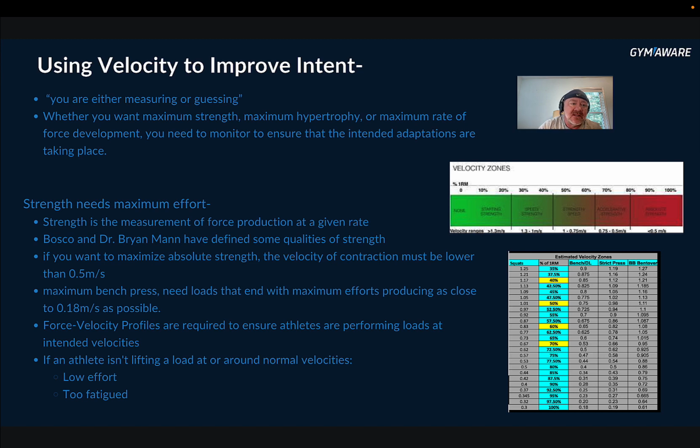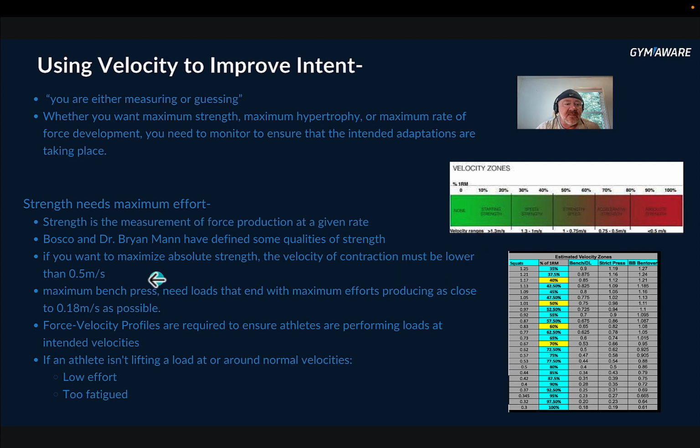So know that. Bosco and Dr. Brian Mann have defined several qualities of strength. Bosco started it; Dr. Brian Mann, I think, took it a little bit further. As you can see over here, we have absolute strength, accelerated strength, strength speed, and starting strength. With each of these qualities of strength, there are going to be specific adaptations taking place. So it's important to know where you need to be.